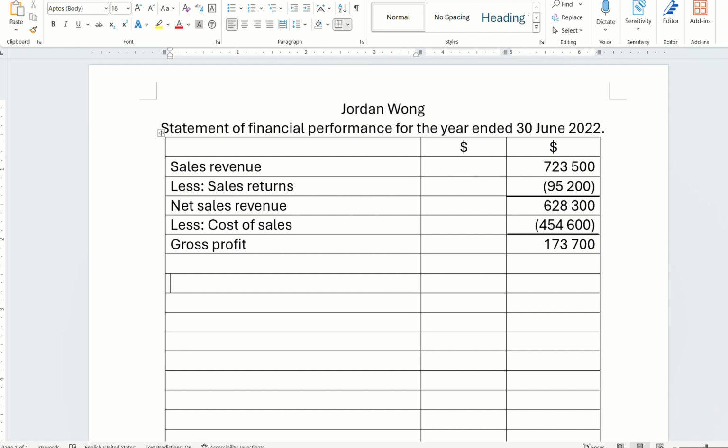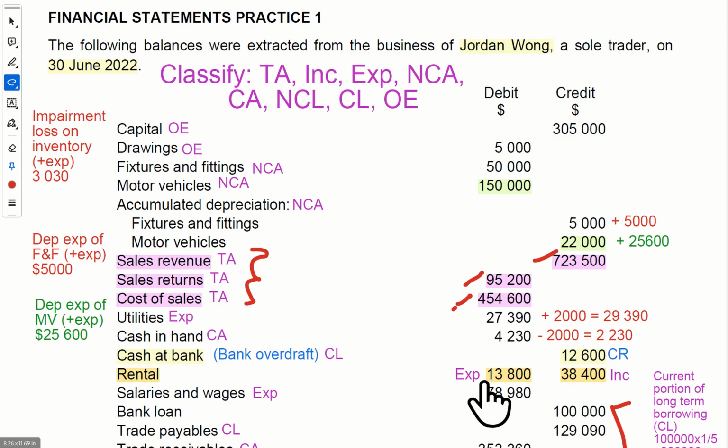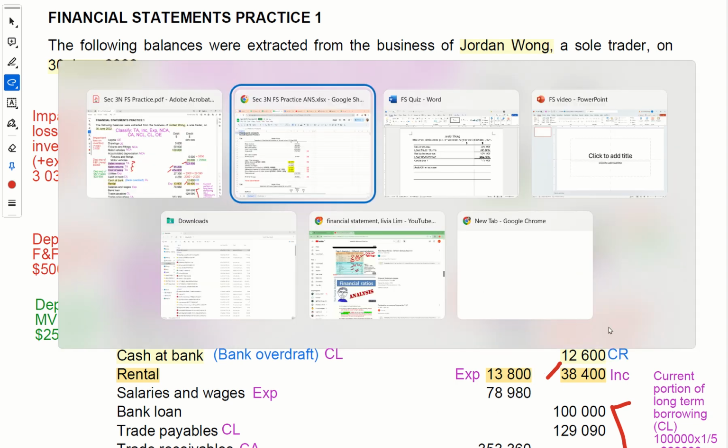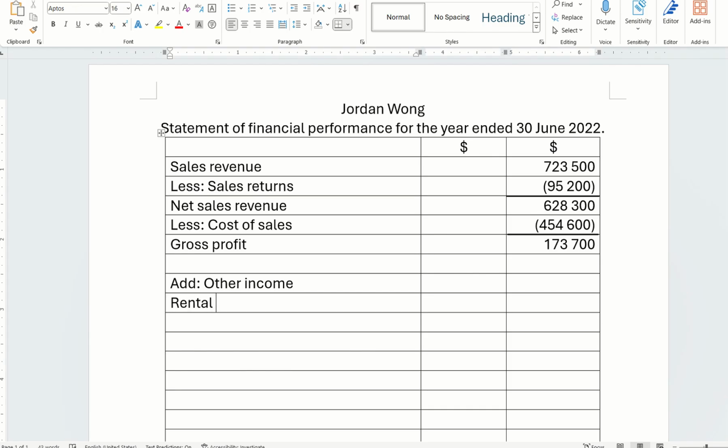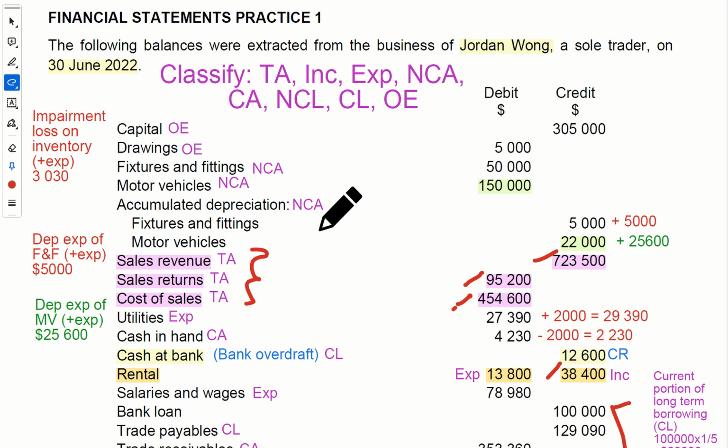After this, I have to add rental income, or rather add other income. Let me take a look. What is my other income? All right, my other income is only my rental income over here, 38,400. So I am going to add other income, rental income. And there's only one number, so I can write it in the final column, 38,400. Now the format after that is less expense. Now I am going to list down all my expenses.